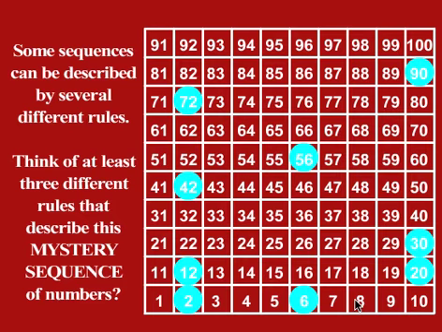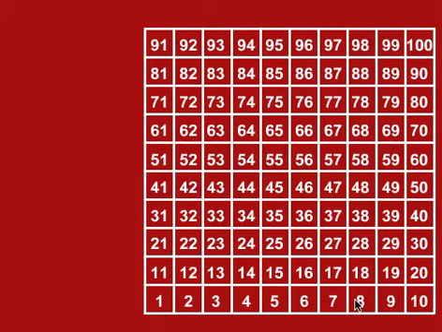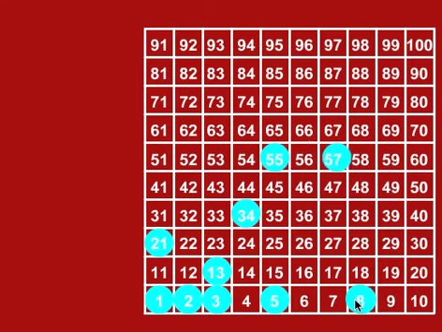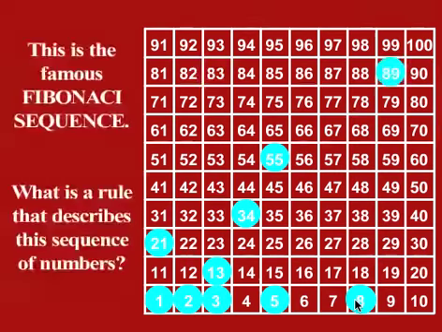Or, you might notice that the first number is 2, the second number is 2 plus 4, the third number is 4 plus 6, and so on. Or, perhaps you see some other way to describe the nth term in a series. This example is the famous Fibonacci sequence. What rules can you find to describe this sequence?